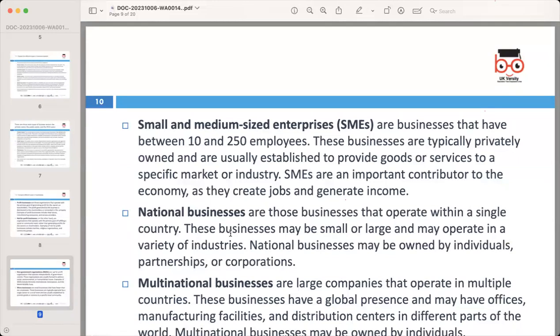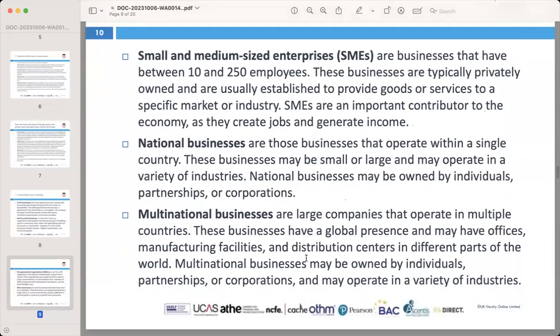Then we talk about national businesses and multinational businesses. National businesses are those that operate within a single country. These businesses may be small or large and may operate in a variety of industries. National businesses may be owned by individuals, partnerships, or corporations.